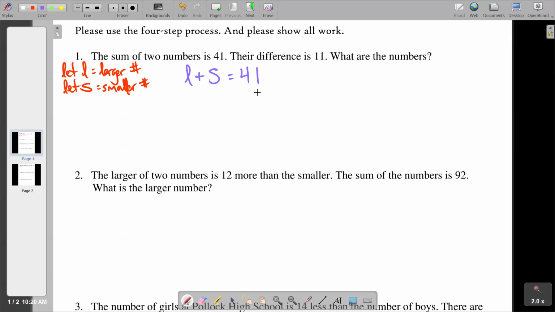Okay. And then we get the second sentence, which says that their difference is 11. What does the difference mean? It means subtraction. And if you're going to subtract two numbers and get a positive answer, then you have to do the larger one minus the smaller one, right? So I know to set my subtraction problem up as L minus S. I don't want to do it the other way around because S minus L couldn't equal a positive number. Small number minus big number is negative, right? And what does L minus S equal?